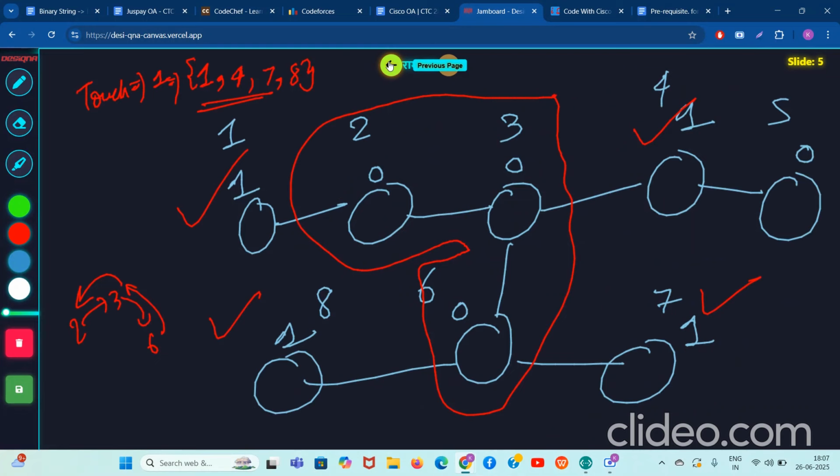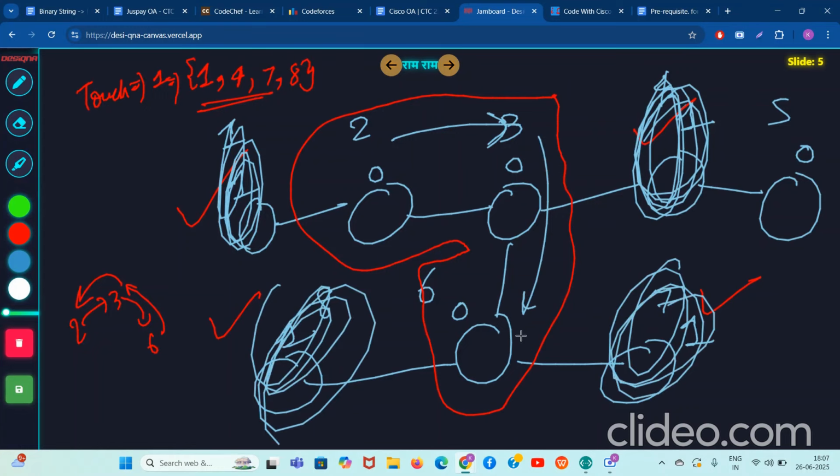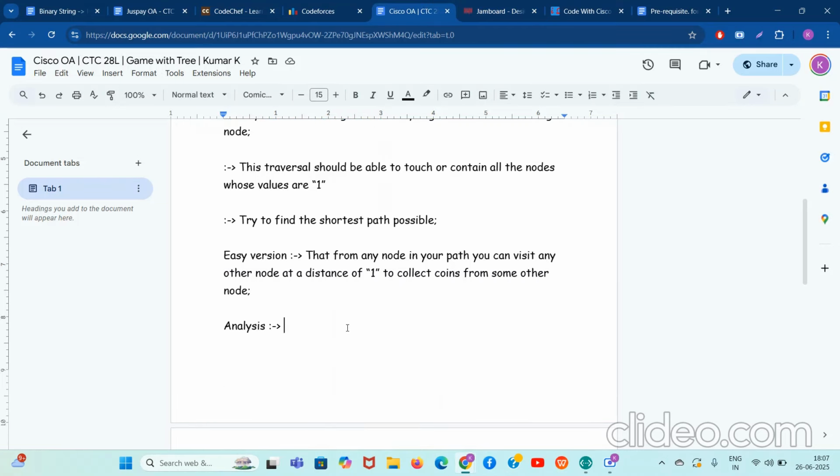So 2, 3, 6 is the correct answer. Why? Because when I'm at 2, before going to 3, I can destroy 1, and when I come at 3, I can touch 4, right? Because it's at a distance of 1. When I go from 3 to 6, I'm at 6, I can destroy 8 and 7. Why? Because both of them have a distance of 1 from 6. Then I'll go from 6 to 3 and 3 to 2. So, the analysis is clear.